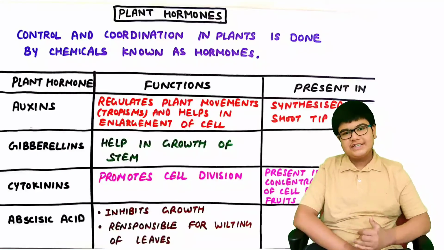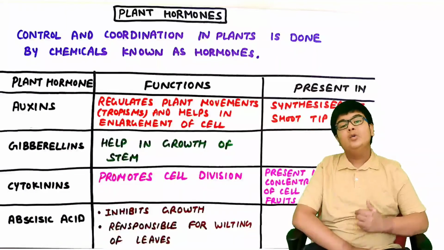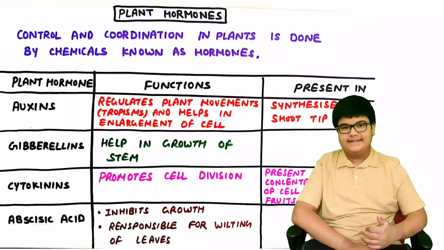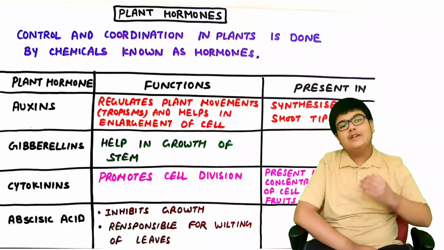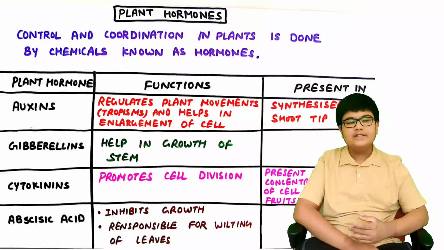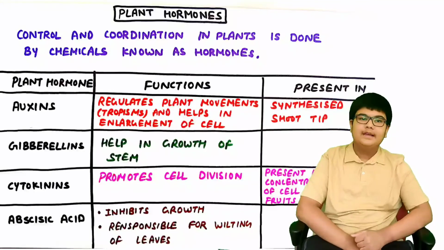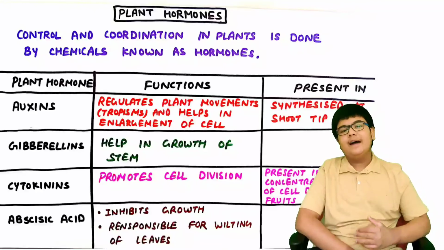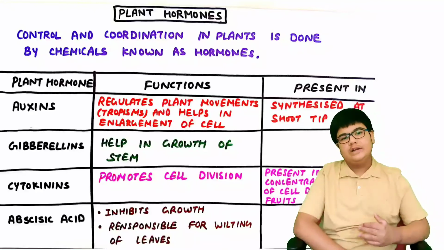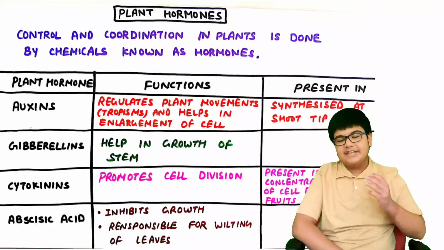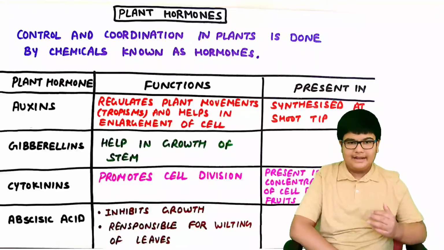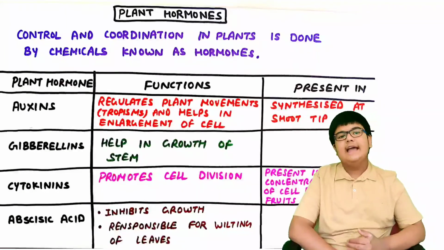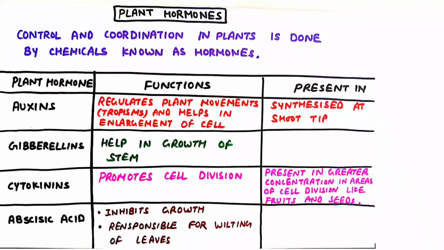Now the question that arises in our mind is, what is the cause of these tropic movements? And the answer to this question is plant hormones. So let's study more about these plant hormones in order to answer this question. Control and coordination in plants is done by chemicals known as plant hormones. The major plant hormones are auxins, gibberellins, cytokinins and abscisic acid.